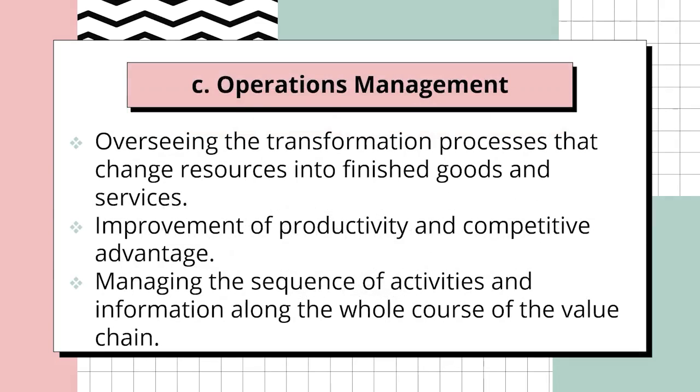So, the functions under operations management are the following. First one is overseeing the transformation processes that change resources into finished goods and services, improvement of productivity and competitive advantage, and then managing the sequence of activities and information along the whole course of the value chain. So dito sa operations, yung buong operations na nagtatransform, for example, from the raw materials up to the finished goods na ibebenta sa market.